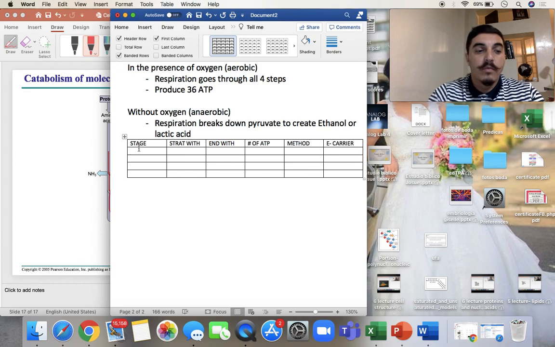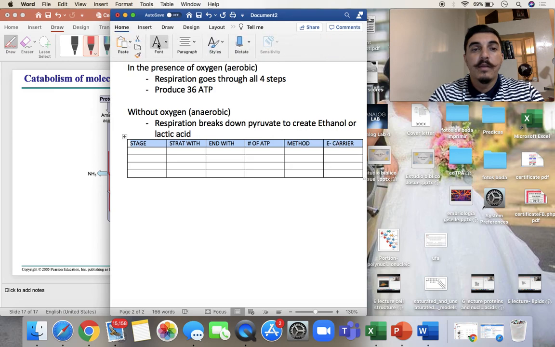The stage will start with, let me see if I can make this another color or bold or something like that. So we're almost done. I'm just going to do this table to summarize everything we've been doing. Can we highlight all this? Cool, awesome. All right, now stage. First of all, glycolysis. See if you're paying attention. Start with, end with.